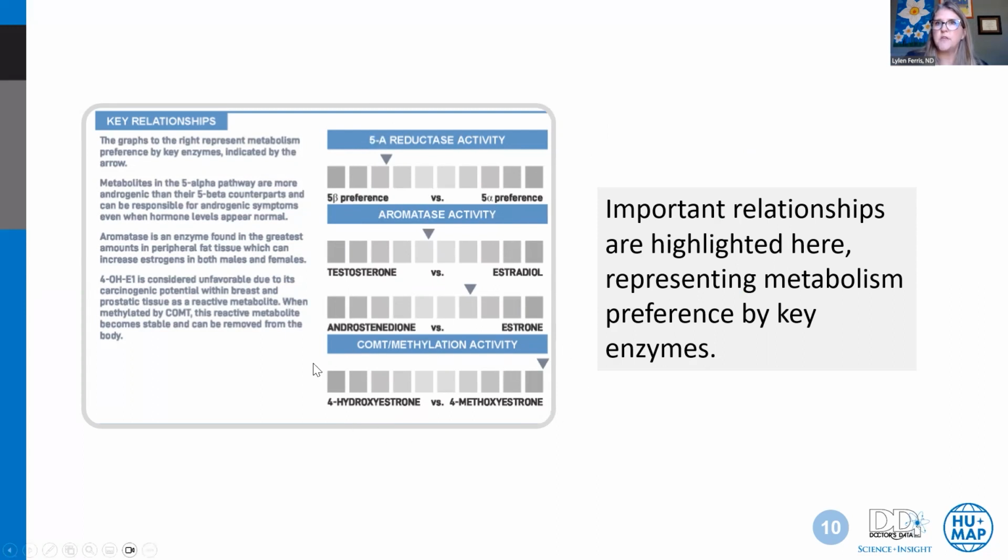Then lastly, we have COMT, or methylation activity. So this is looking at just the 4-hydroxy pathway in relationship to the 4-methoxyestrone pathway. This is typically the most problematic, according to the research. And so this is giving us information about the ability of this patient to methylate and keep themselves safe from the DNA damaging potential that those hydroxy metabolites might have. This patient is favoring methoxyestrone, so that is a good finding. They're methylating well.